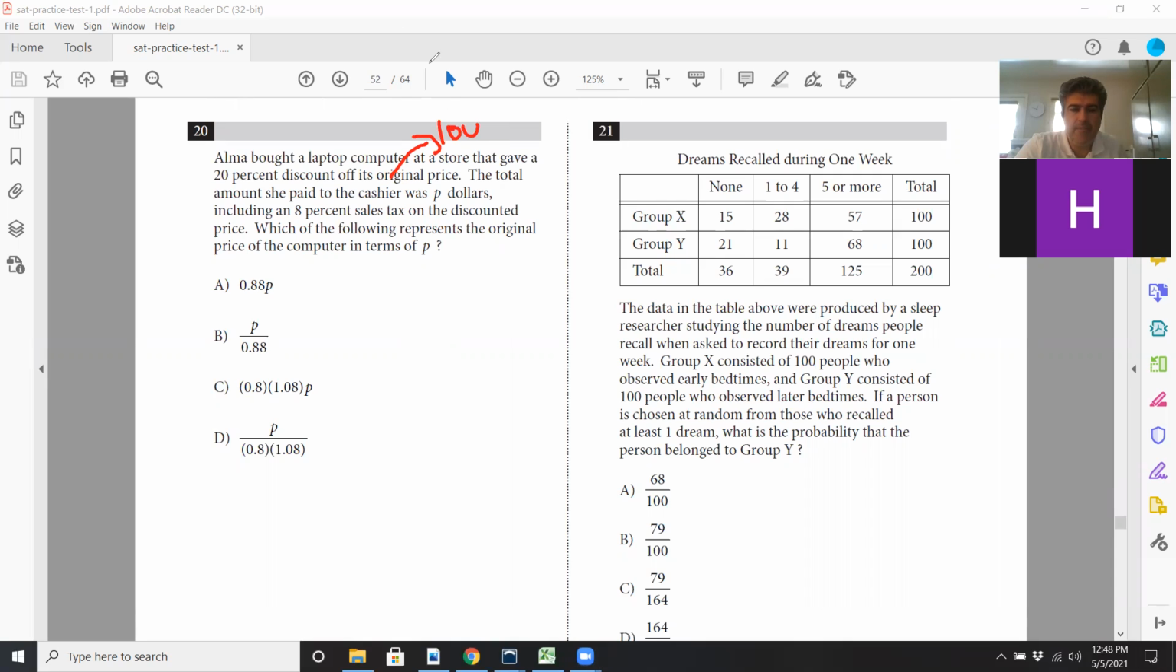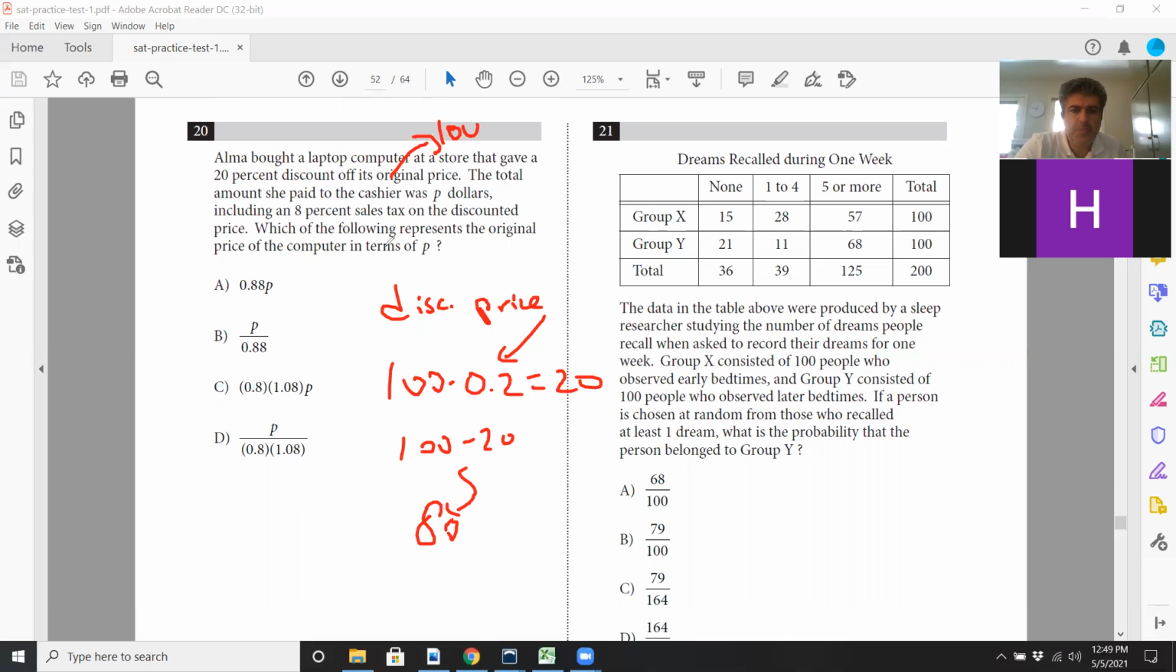So it means that the discounted price will be, 20% discount, so 100 times 0.2, 100 minus 20 is 80. Okay, it's 80.